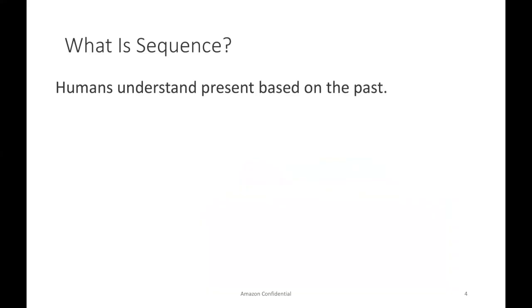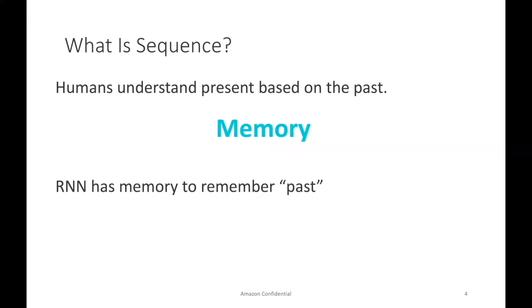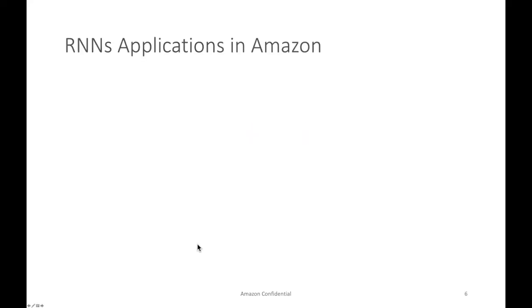Now, how do humans understand a sequence? We understand a sequence by remembering what has happened in the past. We use the past to understand, and RNNs also have something called memory. The RNN uses this memory internally to store what has happened in the past and keep some context of the past, and uses that to make sense of whatever data comes in at the current time step.